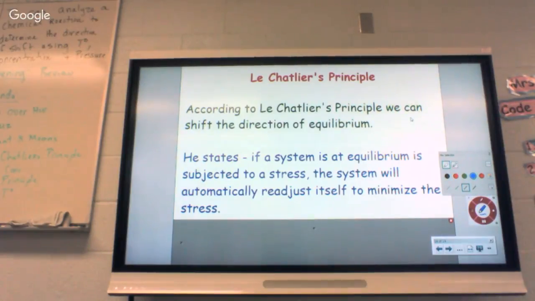Now, the next board is going to tell you what the three stresses are again. I hope you can tell me that much. What are the three stresses we said we were going to talk about? Temperature, pressure. There we go. At least we got three of them. Making some progress here.